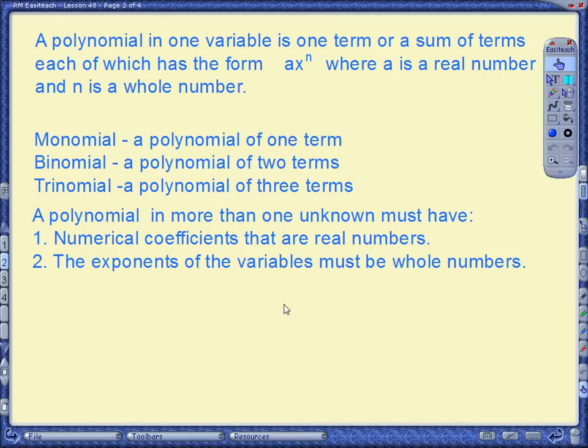A monomial, as we said before, is a polynomial of one term. A binomial is a polynomial of two terms. A trinomial is a polynomial of three terms. A polynomial in more than one unknown must have numerical coefficients that are real numbers. The exponents of the variables must be whole numbers.